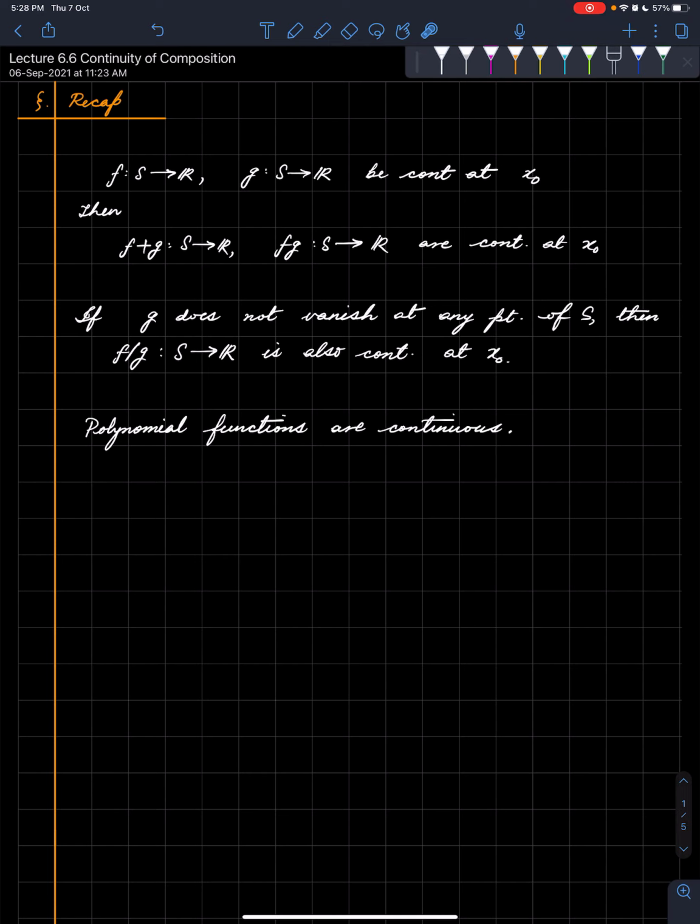In the previous lecture, we picked two functions f and g defined on a common domain and assumed that they are continuous at a given point. Then we showed that their sums and products are also continuous at the same point. And further, if g does not vanish anywhere in its domain, then of course this ratio is well defined, and this function is also continuous at the chosen point. As a consequence, we saw that polynomial functions are continuous.